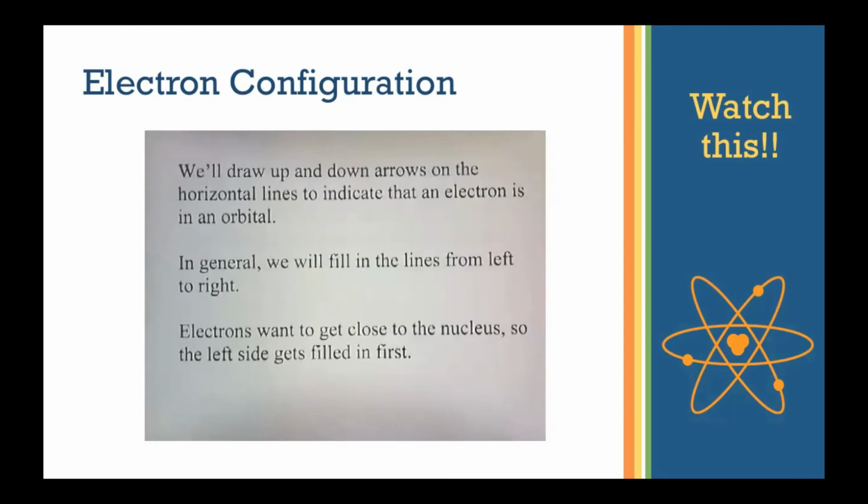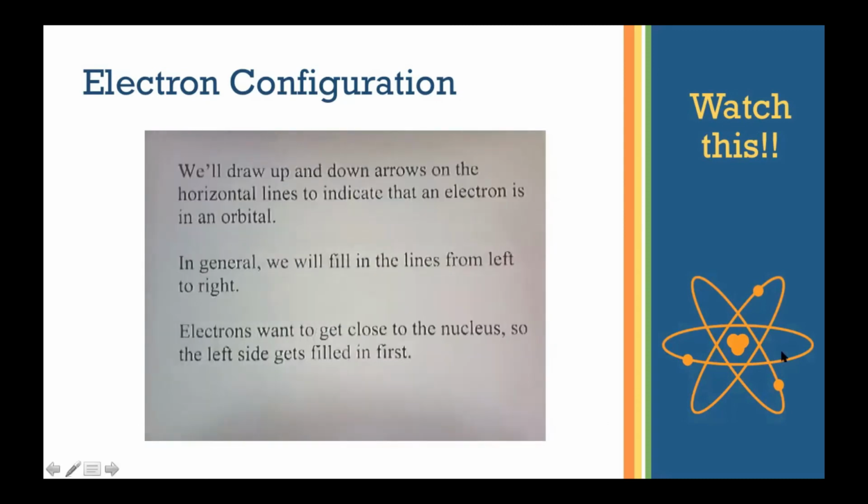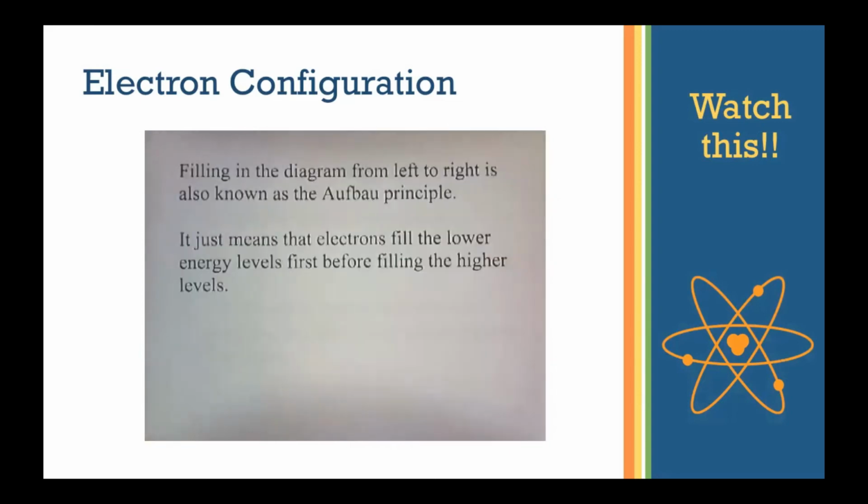Next thing we're going to do is draw arrows on the horizontal line to indicate that an electron's in an orbital. And in general, we're going to fill the lines from left to right. Electrons want to get close to the nucleus, so the left side gets filled in first. When you fill in the diagram from left to right, that's also known as the Aufbau principle. It just means that electrons fill the lower energy levels first before filling the higher energy levels. So that's just a fancy way of saying we fill in the diagram from left to right.